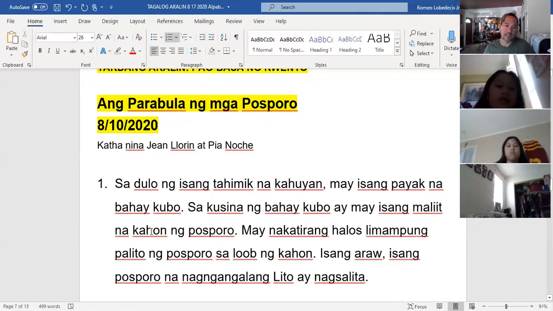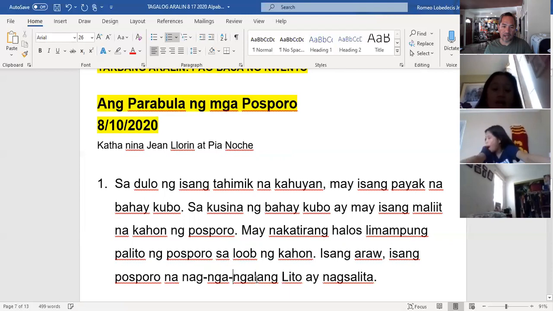Maliit na kahon. Kahon ng posporo. Okay. May nakatirang halos limampung palito ng posporo sa loob ng kahon. Isang araw, isang posporo ng nagngangalang... Ito ay nagsalita. Okay. Good. Mahusay.